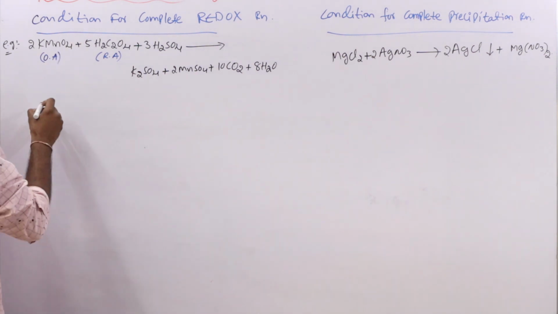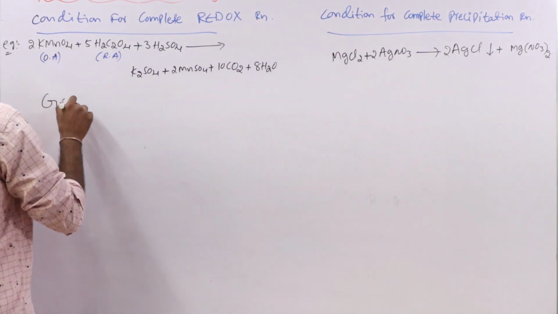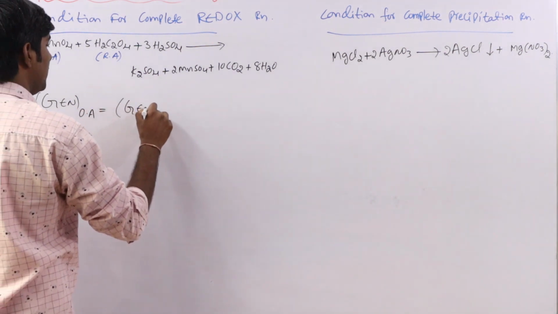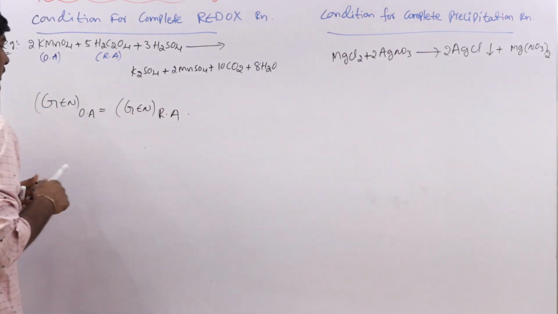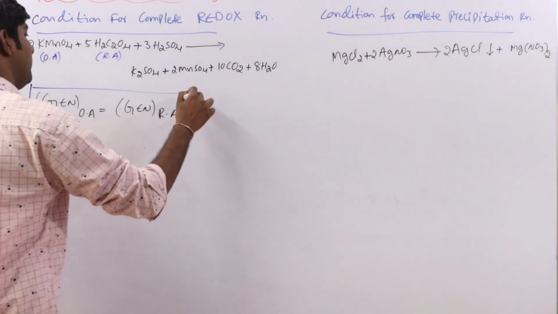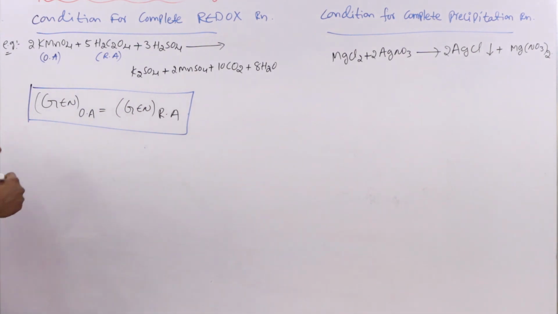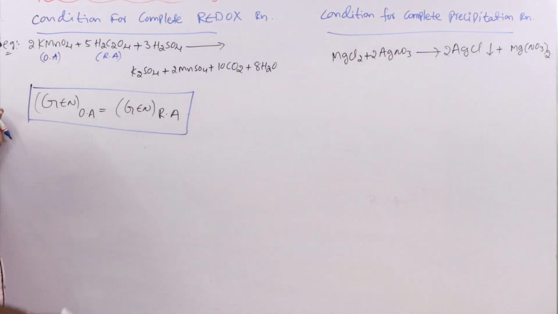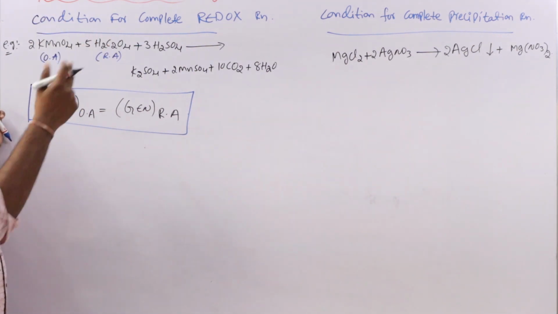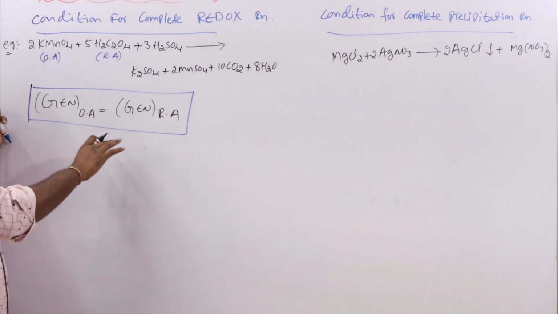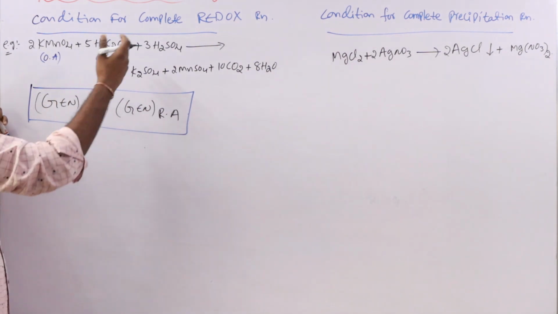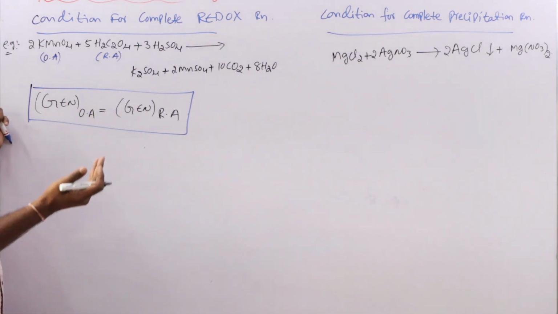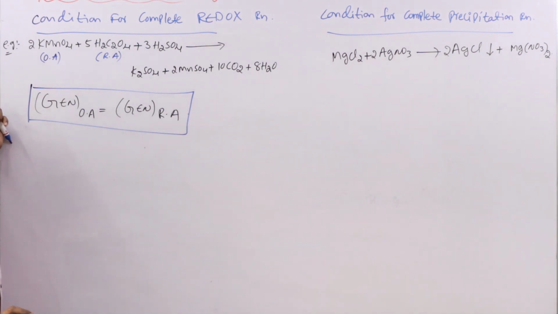So then what is the condition? Equivalence of oxidizing agent is equal to equivalence of reducing agent. So this is the condition for the complete redox reaction. Gram equivalence of oxidizing agent equal to gram equivalence of reducing agent. Clear? So very simple. In acid base reactions, equivalence of acid equal to equivalence of base. If that is a redox reaction, only in the place of acid we get oxidizing agent, in the place of base we get reducing agent. That is the only difference.